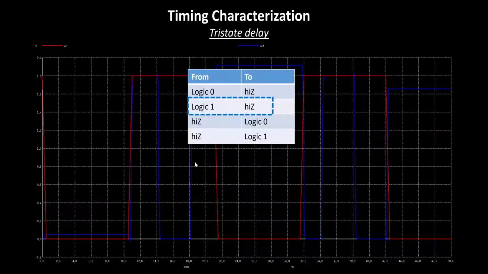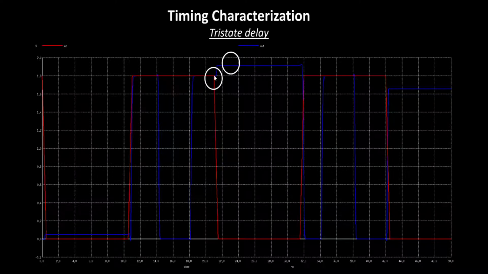And finally you have the logic 1 to high impedance state. Whenever your enable was initially 1 and then became 0, your output moves from logic 1 to the high impedance state.